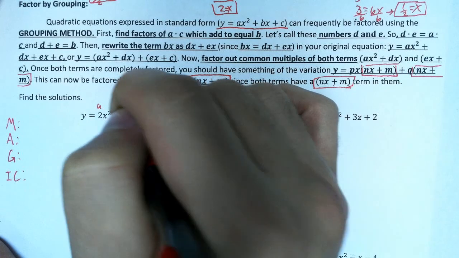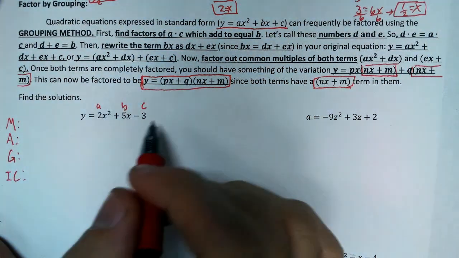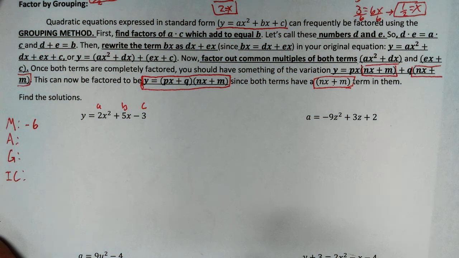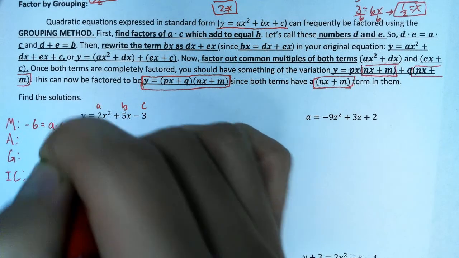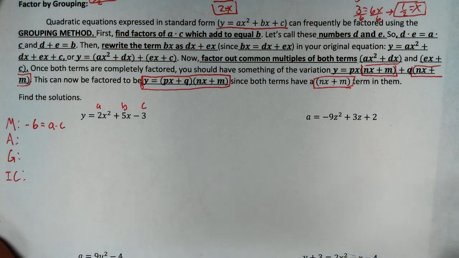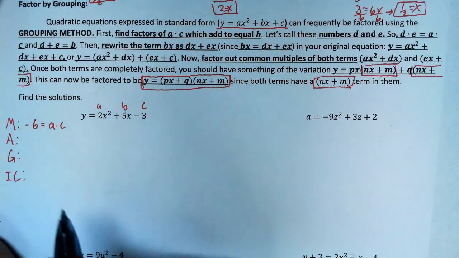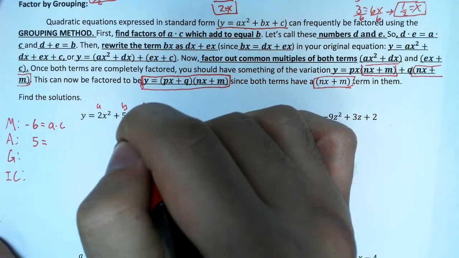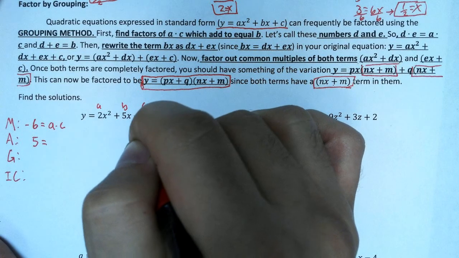Let's label them so we know what we're working with. A times C is 2 times negative 3, which is negative 6. Now we're going to look for factors of A times C that add to be 5. So I'm going to write 5 equals, and look for factors of negative 6 that will add to be 5.